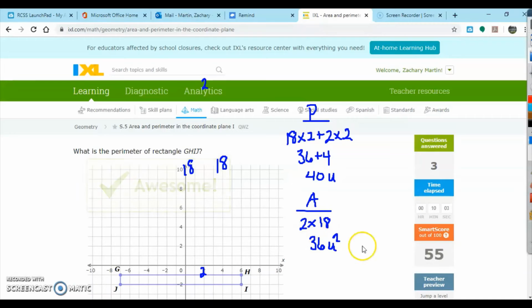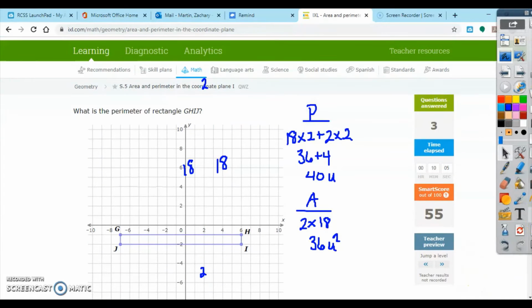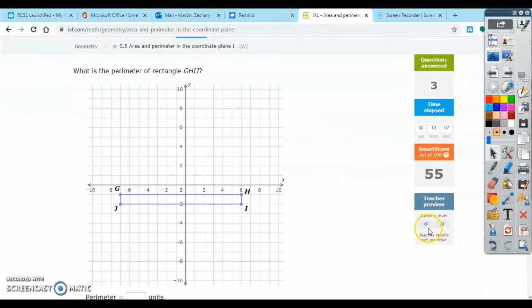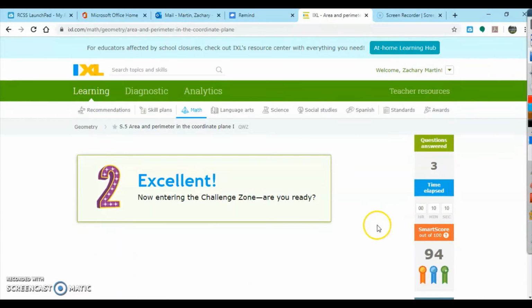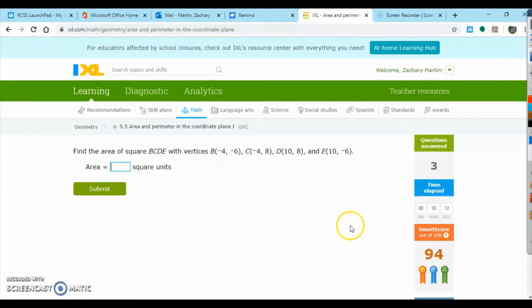Submit. Awesome. Awesome job. All right, so now you got a good idea of how to do a problem like that. Let's jump up another level. Let's see what we're dealing with. Oh, it automatically throws me into the challenge zone.